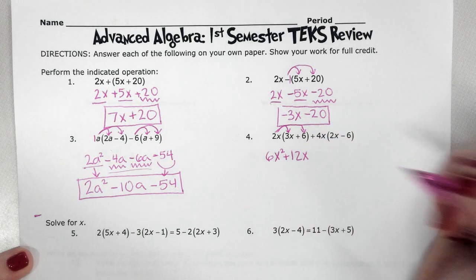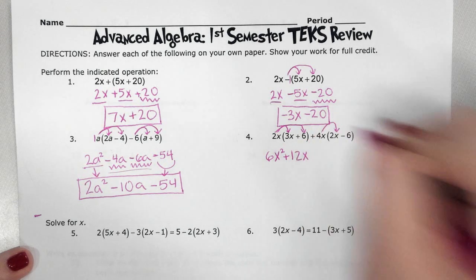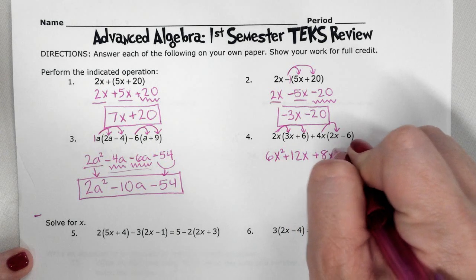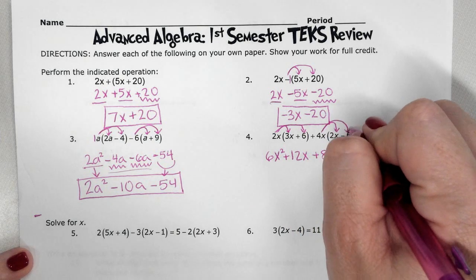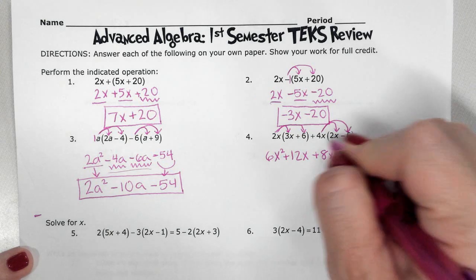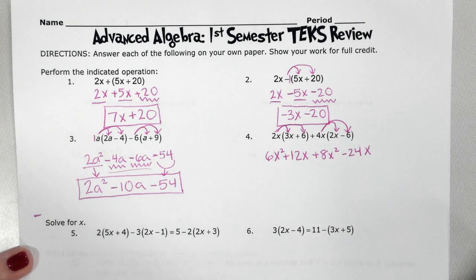Now I have a positive 4x I'm distributing, so 4x times 2x. Well, 4 times 2 is 8. X times x is x squared. And then 4x times negative 6, well, 4 times negative 6 is negative 24, and x was only multiplied once.